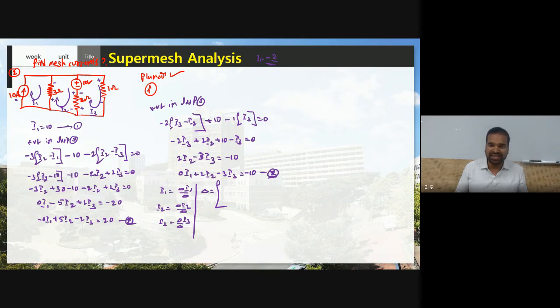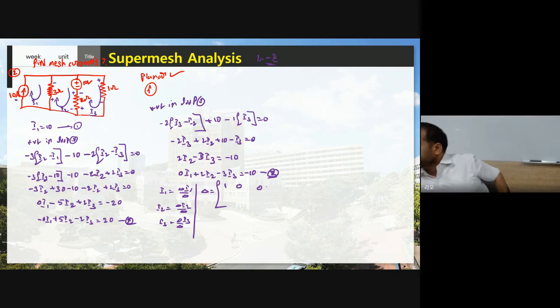I1, I2, I3 terms from equation 1. So what is the I1 coefficient? 1. Do you have any I2, I3? No. Therefore 0 and 0. Yeah. Do you have any I1 term? Yes, we have I1 term 1. And do you have any I2 term, I3 term? No. So therefore 0 and 0.